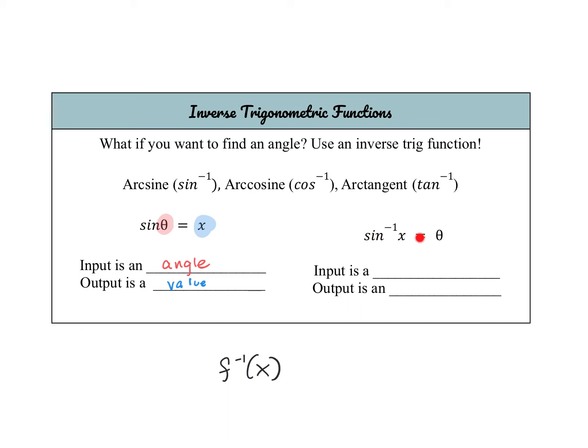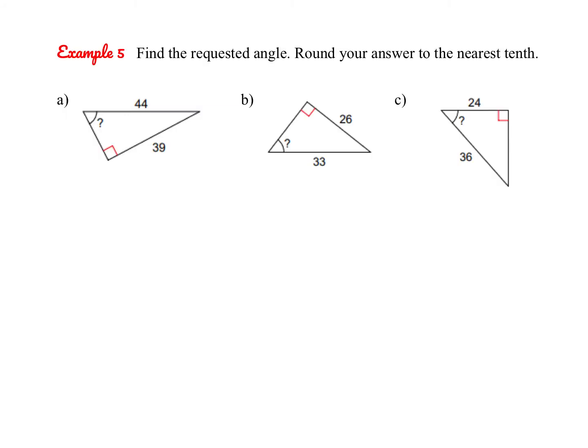Now for an inverse trig function, again, the input and the output are swapped. So now when we're using arcsine, the input now is going to be a value, and the output now is going to be the angle. So anytime that you're actually trying to find an angle within a right triangle, we're going to be using one of our inverse trig functions to help us do this. Okay, so let's give a few of these a try.